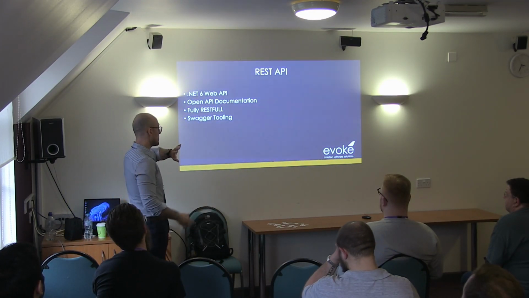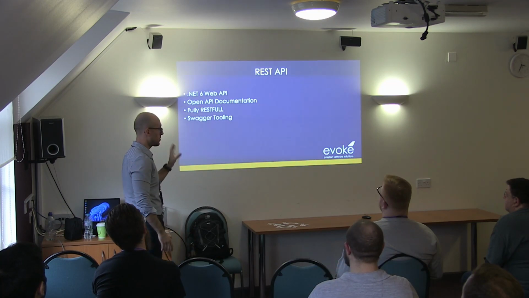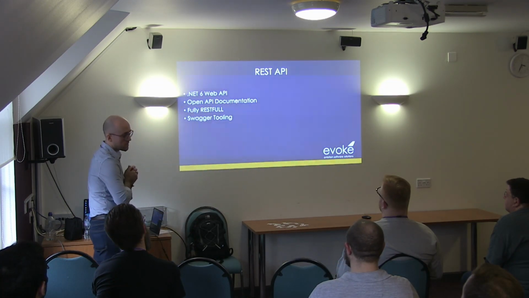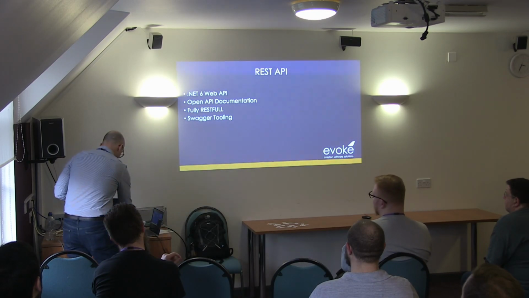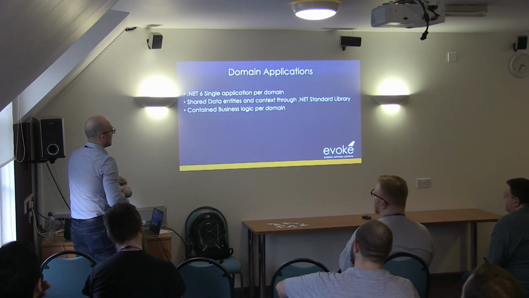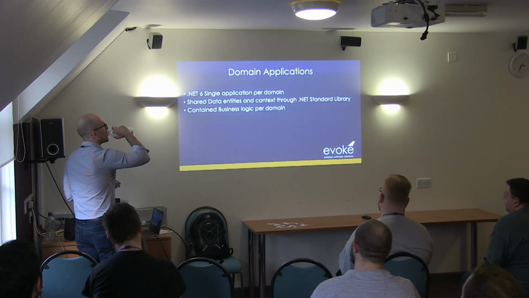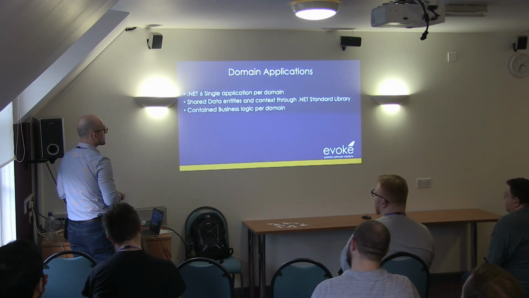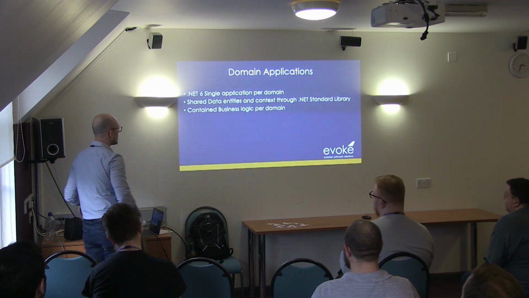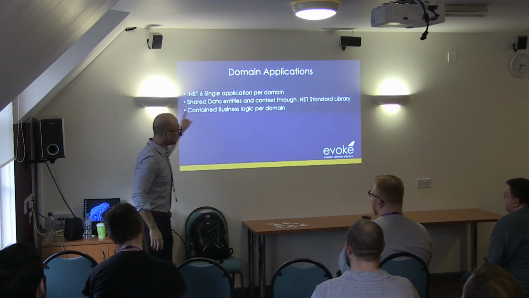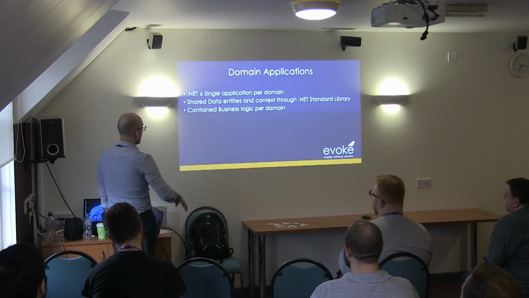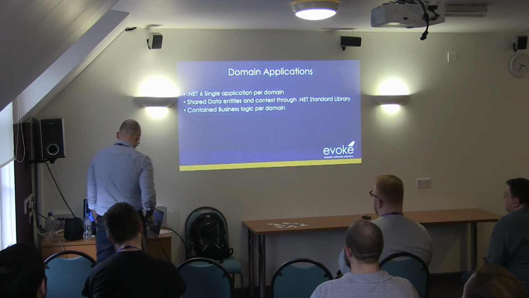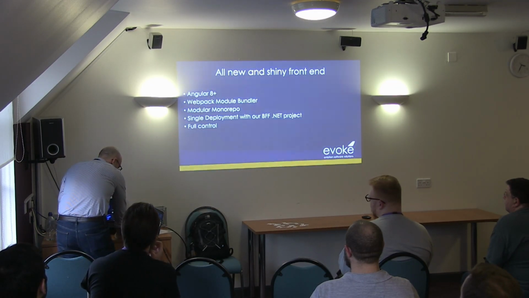The REST API is a typical .NET 6 API, with OpenAPI documentation, fully RESTful as you would expect from all the modern patterns that we use. With the tooling now, we don't expose one interface for our endpoints. Domain applications are very simple, .NET 6 applications again. We share data entities and context now in the standard library. We use LINQ to SQL, fun, and contain business logic per domain.